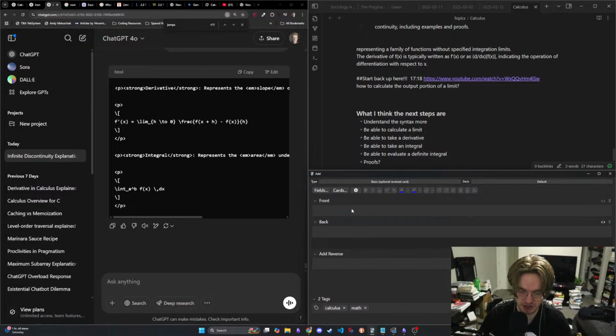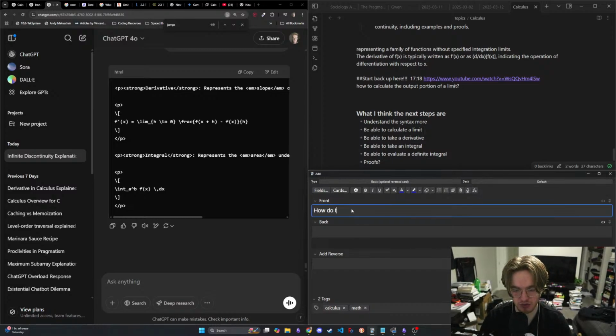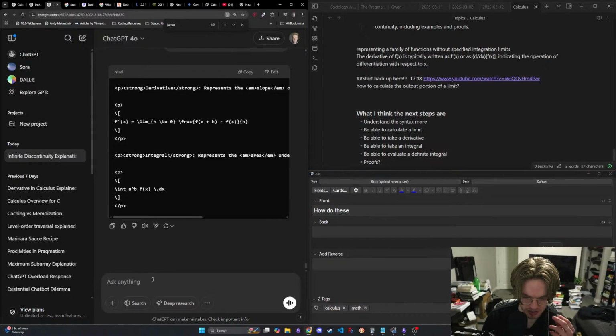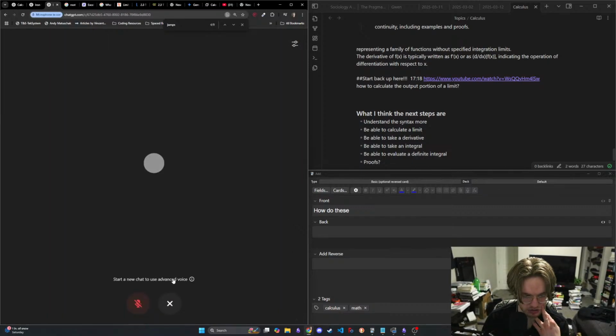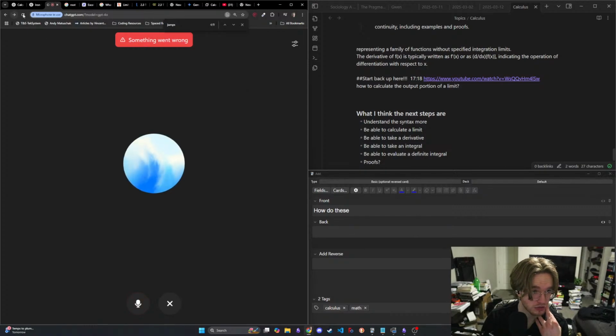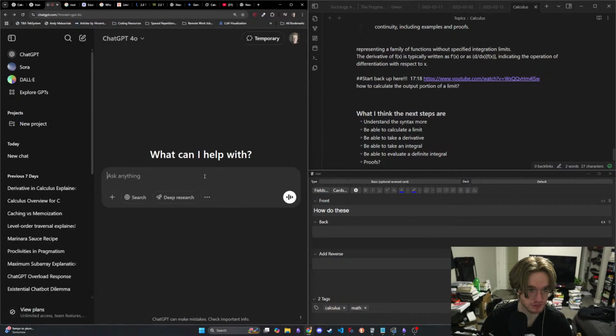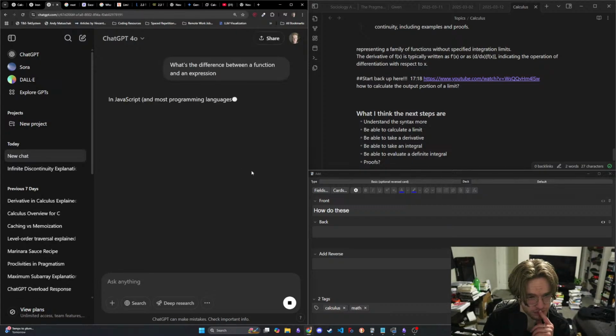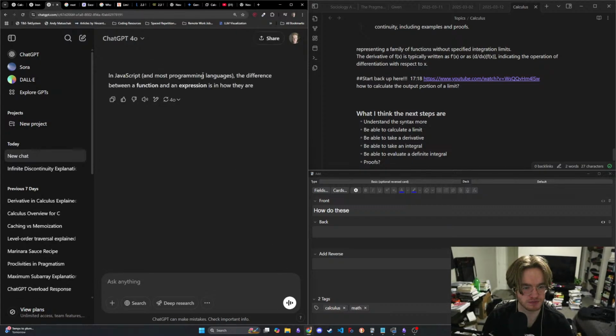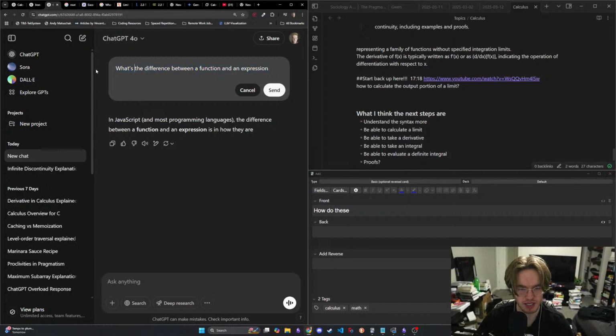Okay, and then the next one will be how do these two expressions here, let's see, what is the difference between a function and an expression? What's the difference between a function and an expression in mathematics?